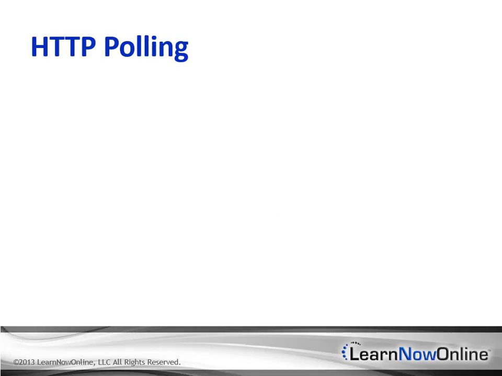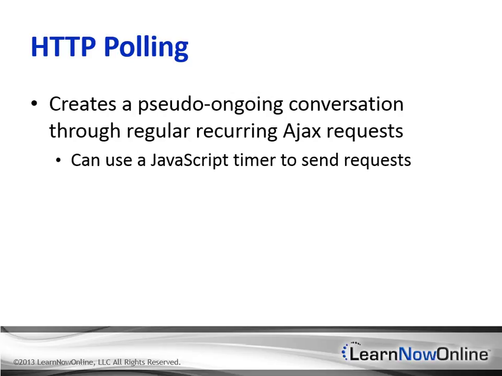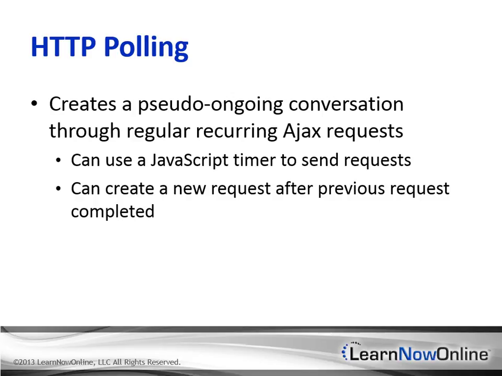One of the options is HTTP polling. HTTP polling creates an ongoing conversation by simulating a constant connection to the server using a series of AJAX requests. 2 common ways of implementing this are to use a JavaScript timer to send regular recurring requests, or to create a new request immediately upon completion of the previous request. Each new request fires whether the previous request succeeded or failed, which provides a measure of fault tolerance.